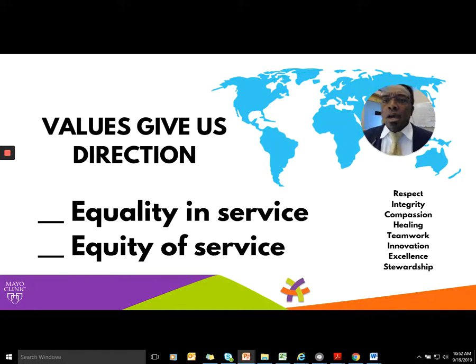Lastly, our values give us direction. Is it equality of service or equity of service? If I can boil it down to a very simple concept, equality is that everyone gets shoes. Equity is making sure that people get shoes that fit them. So when we say equality of service, and we say equity of service, and we look at our Rich Ties values, what are we after?